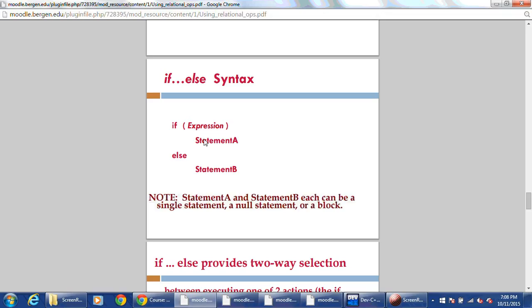So if we look at a real-life example: if there's traffic today, then take Route 4. Otherwise, take Route 17. Okay? So you ask the question, is there traffic today? Yes, there's traffic today. So we're going to take Route 4.